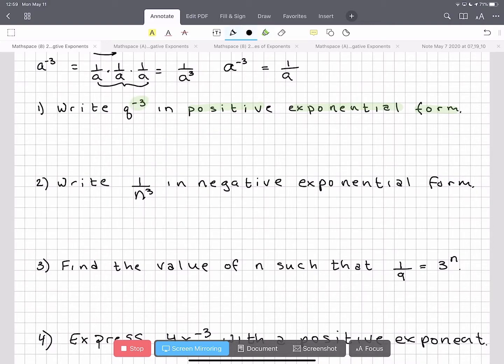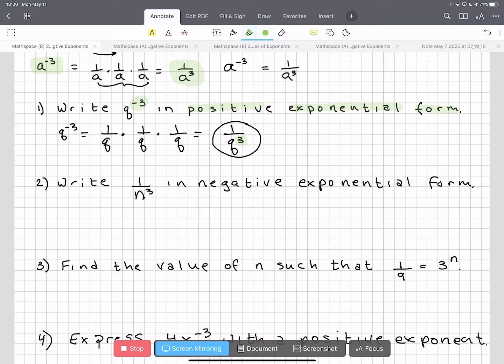And the way that we do that is the same way we did with the examples in the other video and as we did up here, right? We had a to the negative third, and when we rewrote it, we ended up with 1 over a to the third. Okay, so that's all it's asking us to do here. So we know that q to the negative third is the same as 1 over q times 1 divided by q times 1 divided by q, which is 1 over q to the third. And there we have this written now, and the exponent is positive.